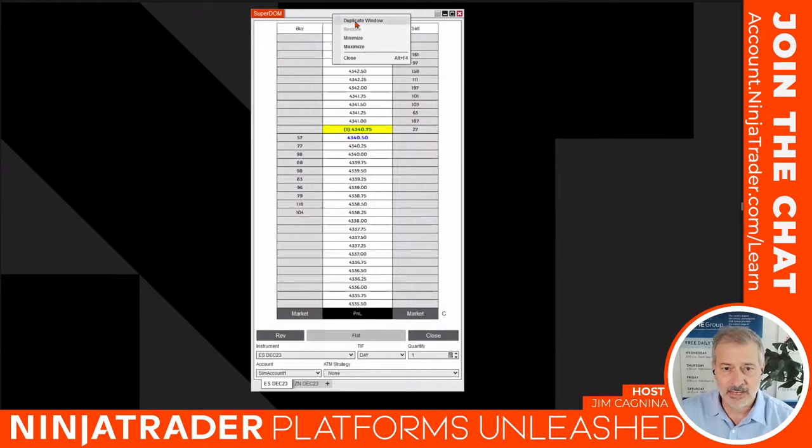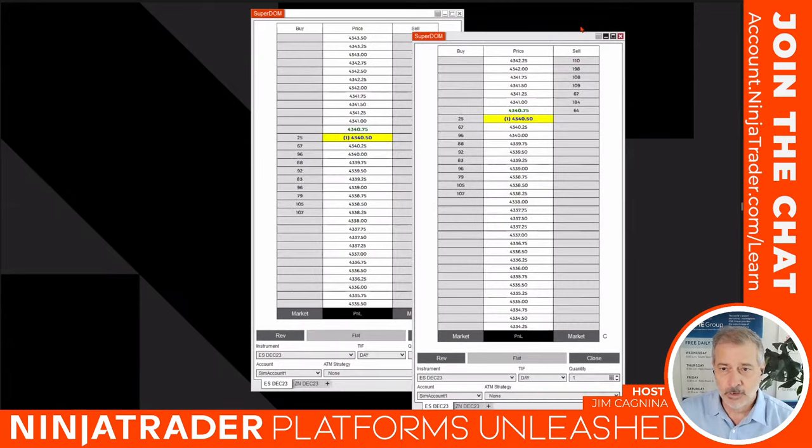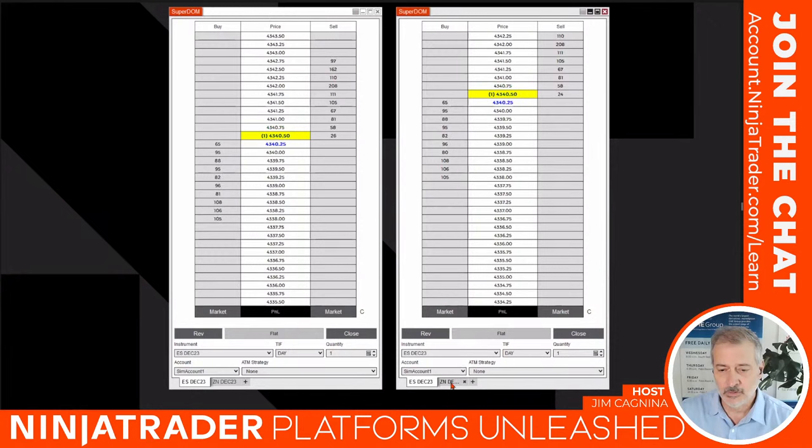Alternatively, I could duplicate the window, just right click at the very top, click duplicate, and it'll open up another trading ladder. You could have two trading ladders side by side. You don't have to have one. If you prefer to look at two different markets at the same time, side by side, depending on the real estate you have on your computer monitor, this is particularly convenient. All right, so let's go ahead and close this out and let's play some trades.